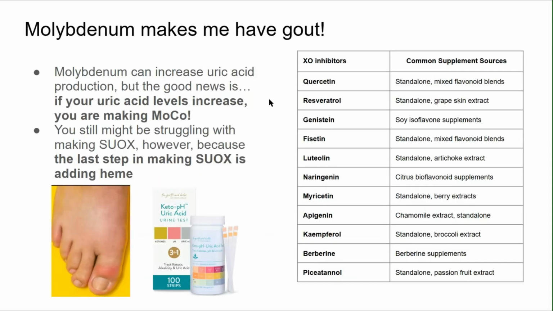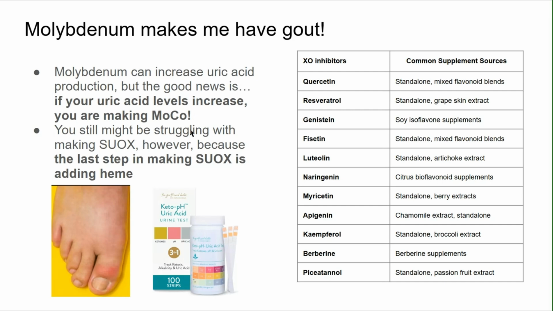So the last thing that can go kind of crazy when you start your molybdenum is you could end up having gout. And I would think that this would be transient, but it might not be. It might be that you have very active xanthine oxidase levels because of fighting infections. And so you could produce a whole lot of uric acid. So the good news is that if you take molybdenum and your uric acid level shoots up really high, that means you are making MoCo, molybdenum cofactor.